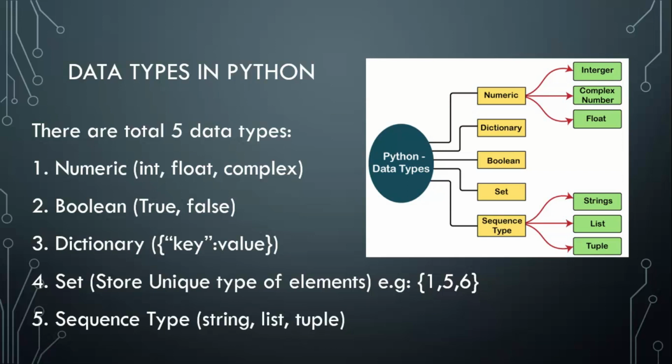You know, string is a collection of characters, and list is like an array. List is used to store elements which can be changed, and tuple is used to store data which cannot be changed. For list we use square brackets, and for tuple we use small parentheses.